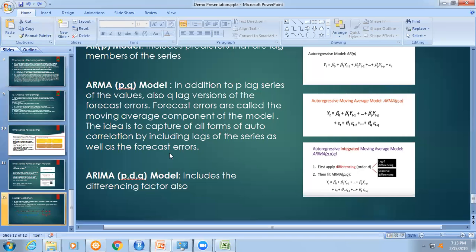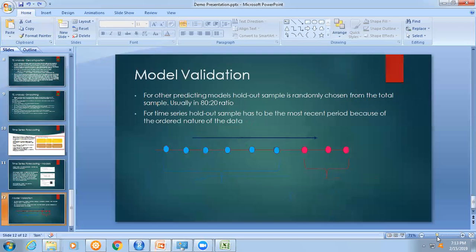Finally, I would like to talk quickly about how we validate the models that we have come up with. Model validation, usually for any cross-sectional data, is 80-20. 20% of the data is set aside and 80% is used to build the model, and on the 20% it is tested.